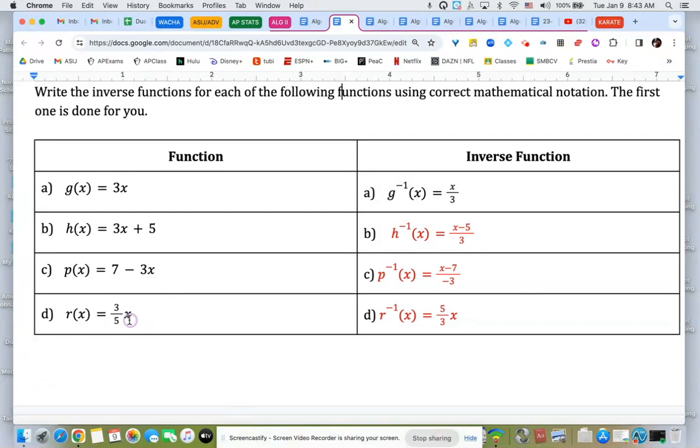What did I do here? Well, you can think of it as two ways. I multiplied by 3/5. You could think of it like that. I kind of think of it as I multiplied by 3 and then I divided by 5.